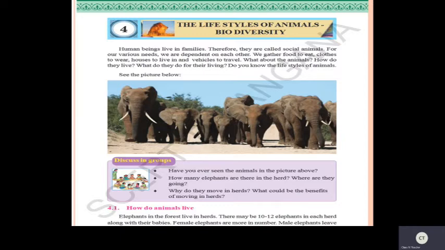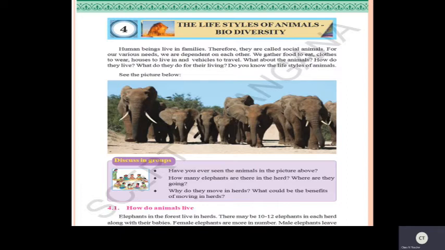Human beings live in families, right children? Therefore, they are called social animals. For various needs, we are dependent on each other. We gather food to eat, clothes to wear, houses to live in, and vehicles to travel. Isn't it children? Yes, because of various needs, we are dependent on each other. We have different kinds of houses to live in, and also different vehicles to travel.